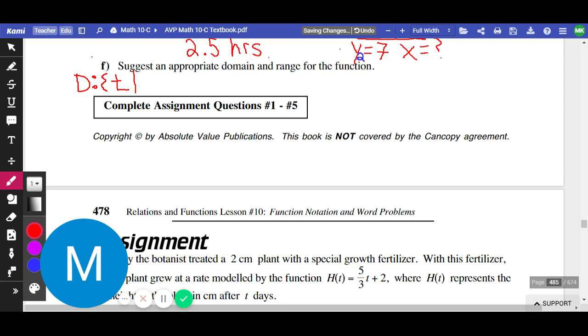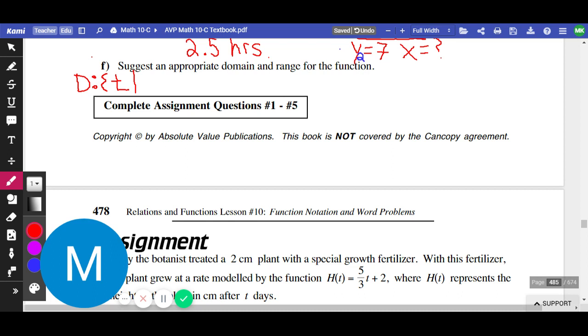Usually it's the letter X instead of T, but in this question, X is T. Right? They're the same thing. So that's why I switched it to be a T. This is just the starting. Reading it, it would read domain is time such that.